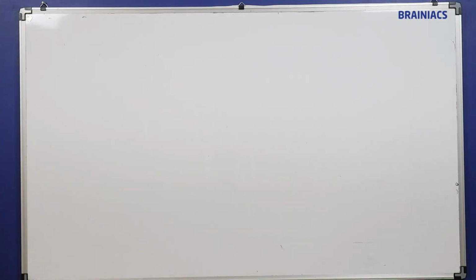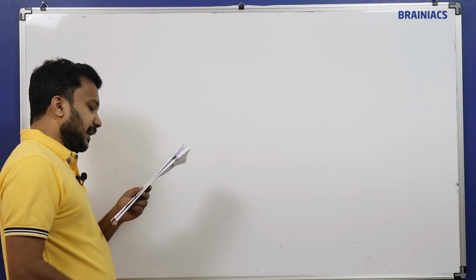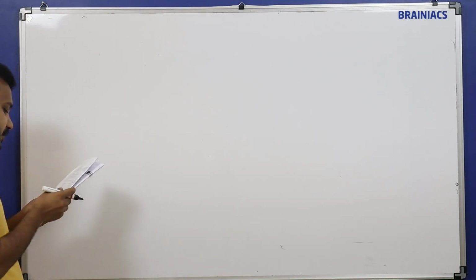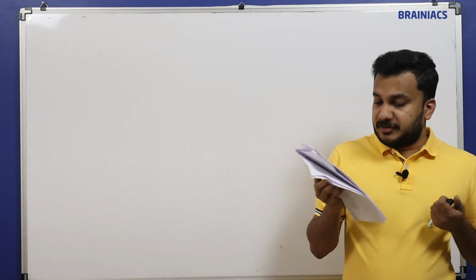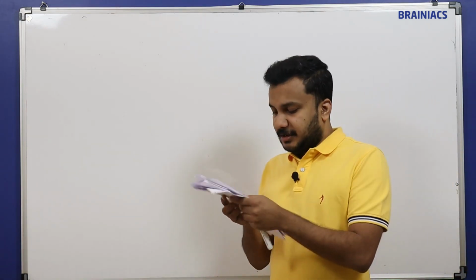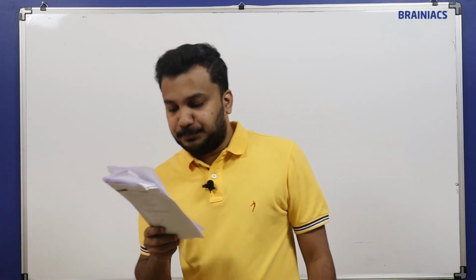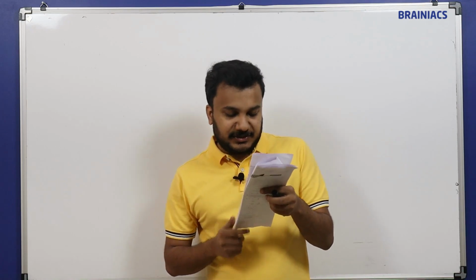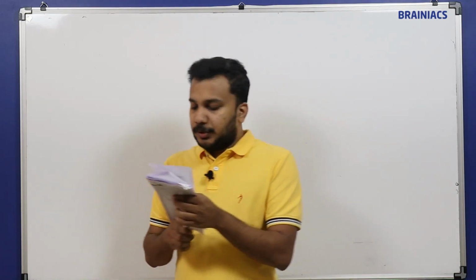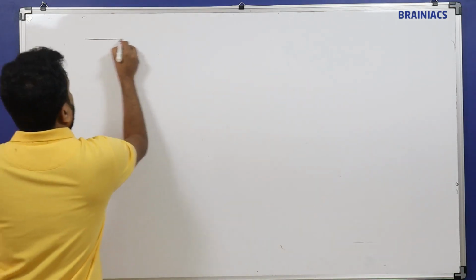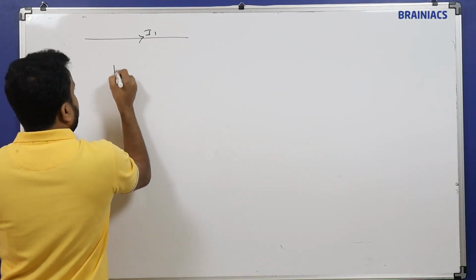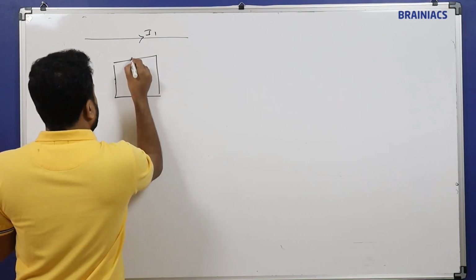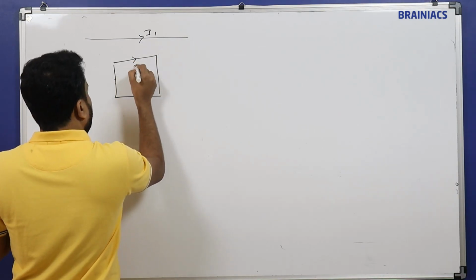What is question 40 speaking about? A square loop carrying a steady current is placed in a horizontal plane near a long straight conductor carrying a steady current I1, at a distance d from the conductor as shown in the figure. The loop will experience... Okay, let's draw it. This is a conductor carrying a current of I1, and we have a square loop here, carrying a current of I like this.